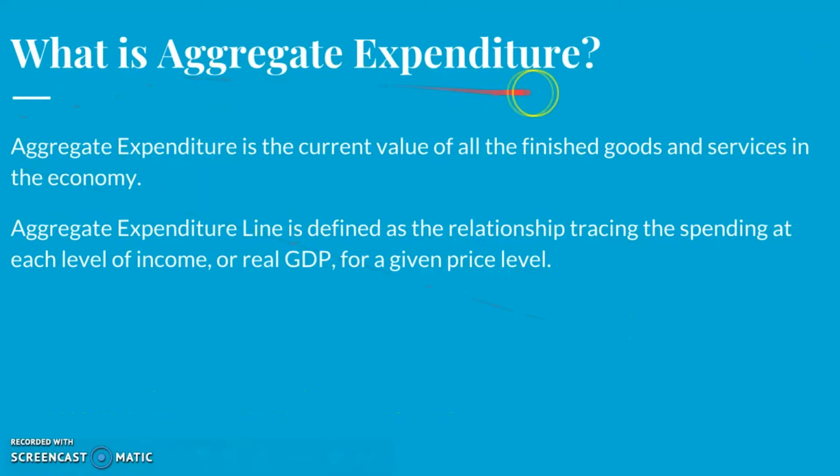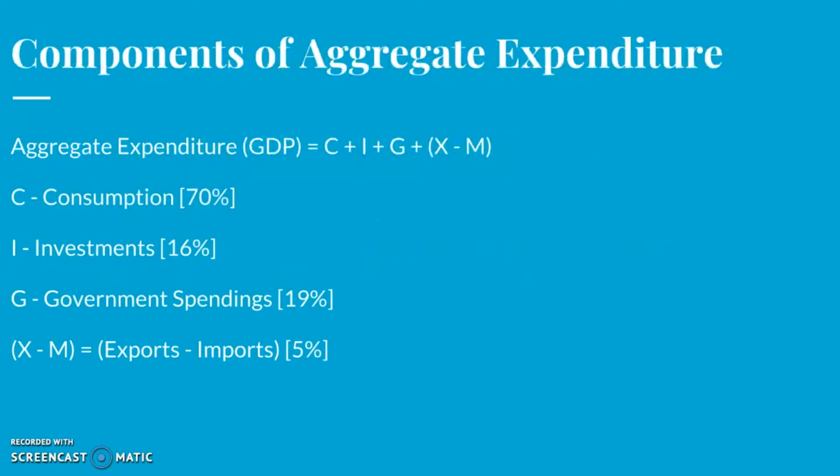So what is aggregate expenditure? Aggregate expenditure is the current value of all the finished goods and services in the economy. The aggregate expenditure line is defined as the relationship tracing the spending at each level of income or real GDP for a given price level. So, the components of aggregate expenditure.